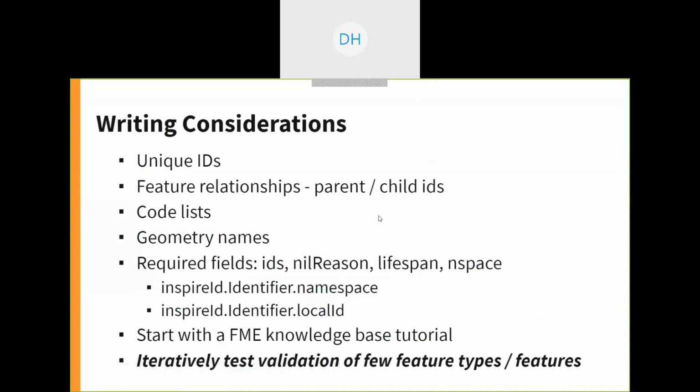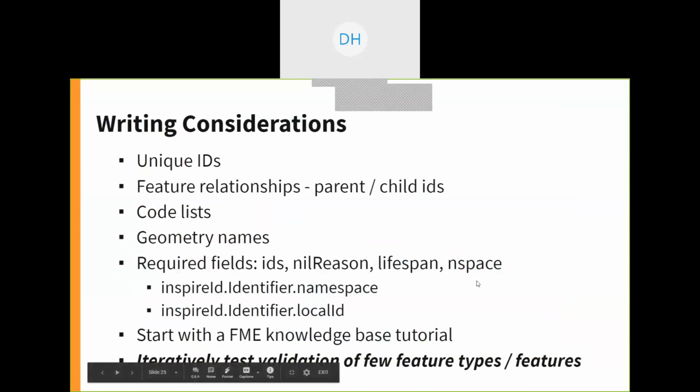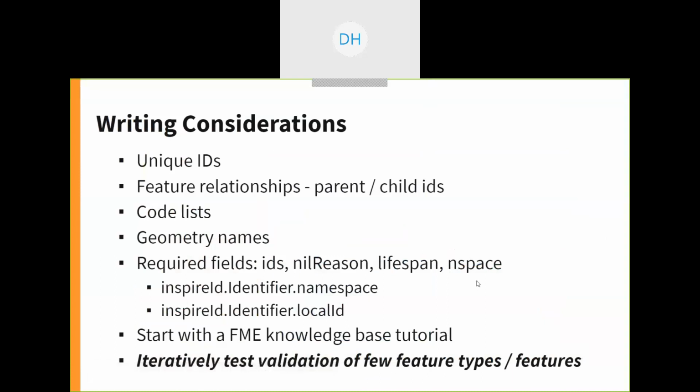So things to think about when writing: unique IDs, parent-child relationships, code lists, and required fields. The key here is to iteratively test validation on a few feature types or a few features. Don't try to transform everything at once. The error messages are quite detailed, but if you try to do a whole data set at once, you might get swamped with errors initially.